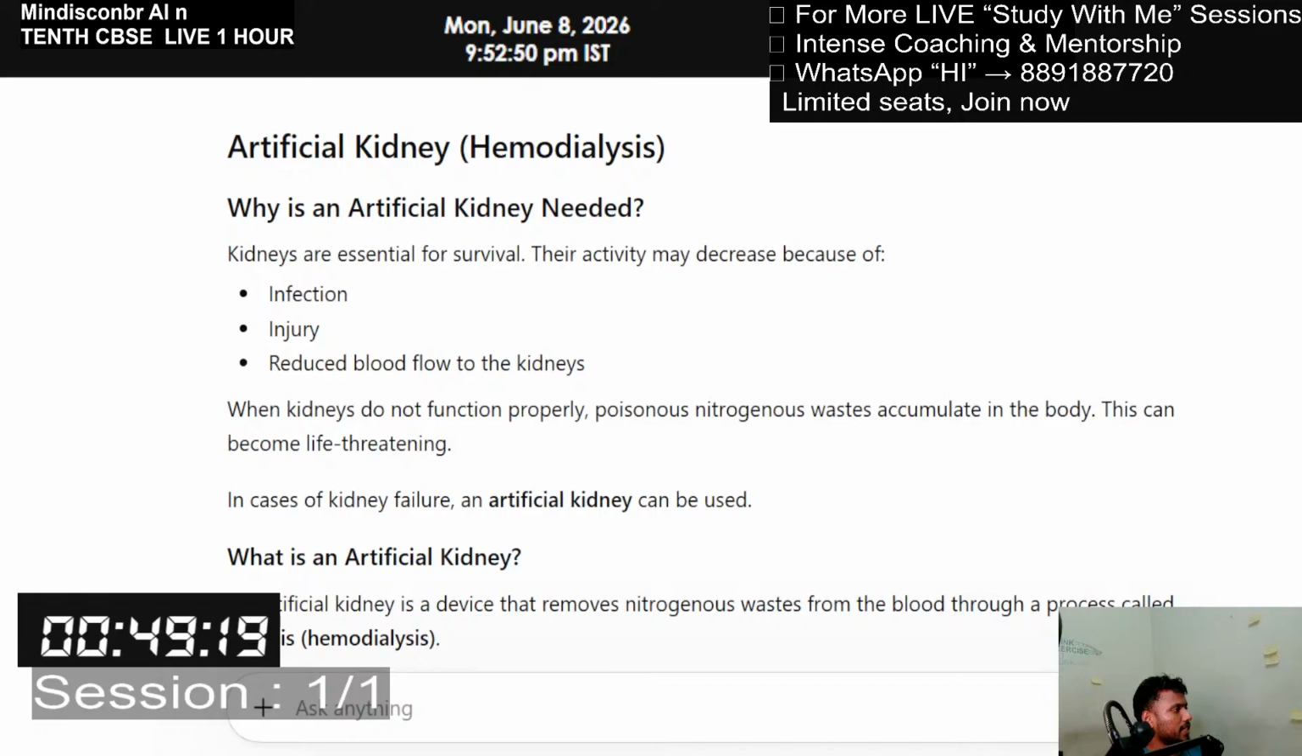Why is an artificial kidney needed? Kidneys are essential for survival. Their activity may decrease because of infection, injury, or reduced blood flow to the kidneys. When kidneys do not function properly, poisonous nitrogenous wastes accumulate in the body. This can be life threatening. In case of kidney failure, an artificial kidney can be used.